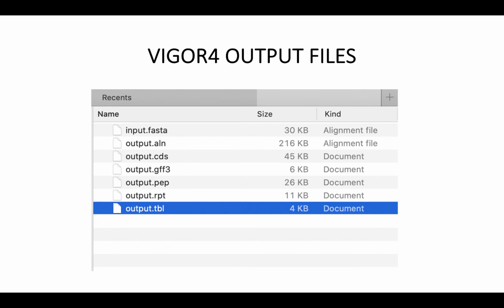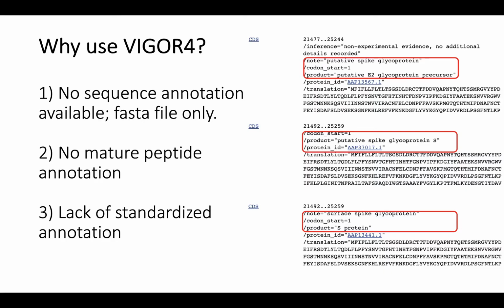VIGOR4 addresses all of these issues by providing standardized annotation based on curated reference sequences for both protein open reading frames and predicted mature peptides. Running your genomes through VIGOR4 will provide you with a standardized dataset that's more amenable to comparative genomic studies.